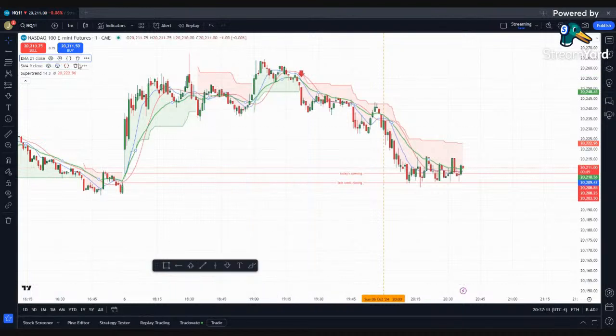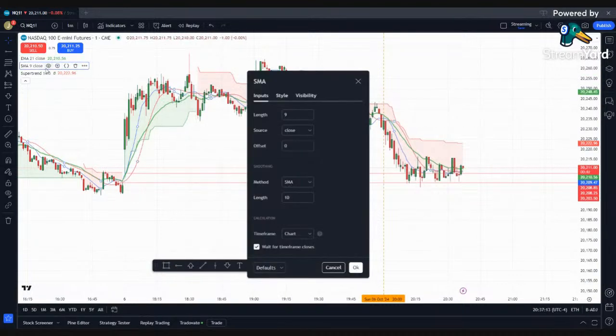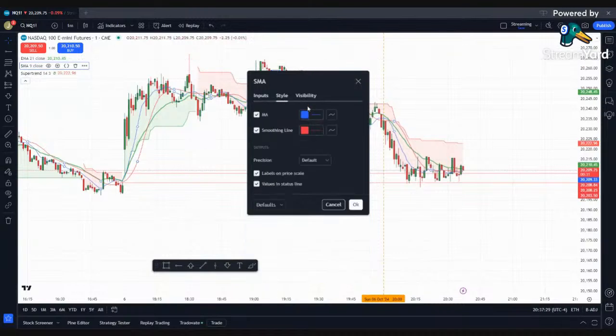The second one is the simple moving average. This is not a smooth moving average. Length 9, source is close, and you need to add a smoothing moving average with a length of 10, and that is the red line there. My style is blue and red, because the red line signals me if I want to exit the trade early. I will explain it to you later in a while.